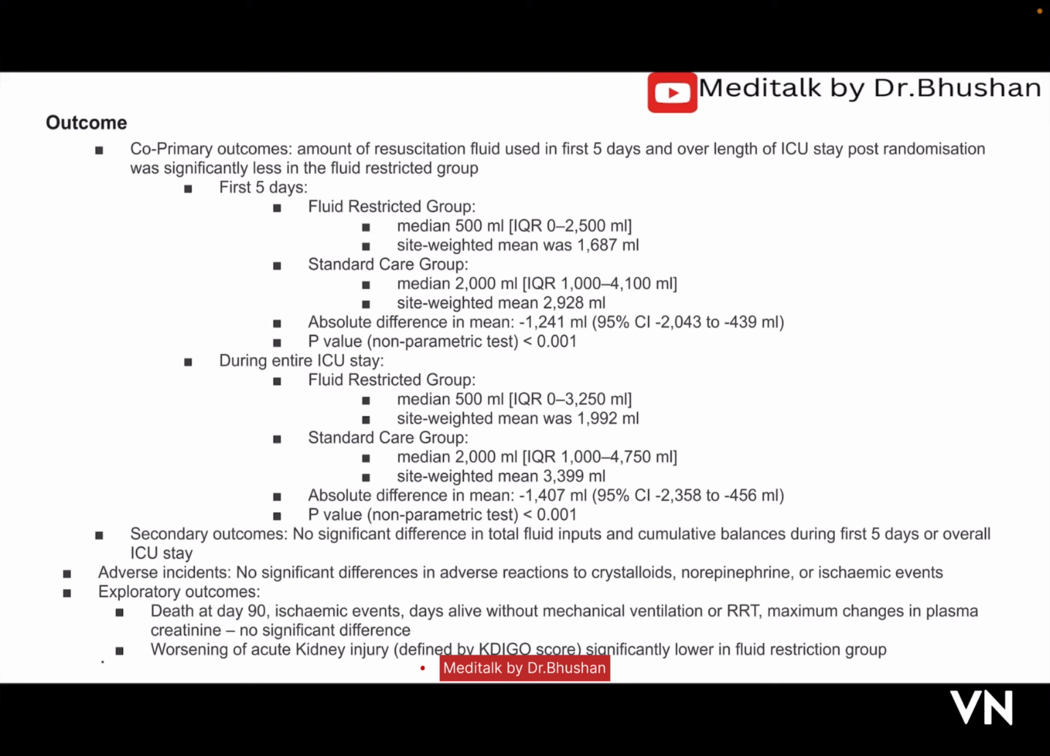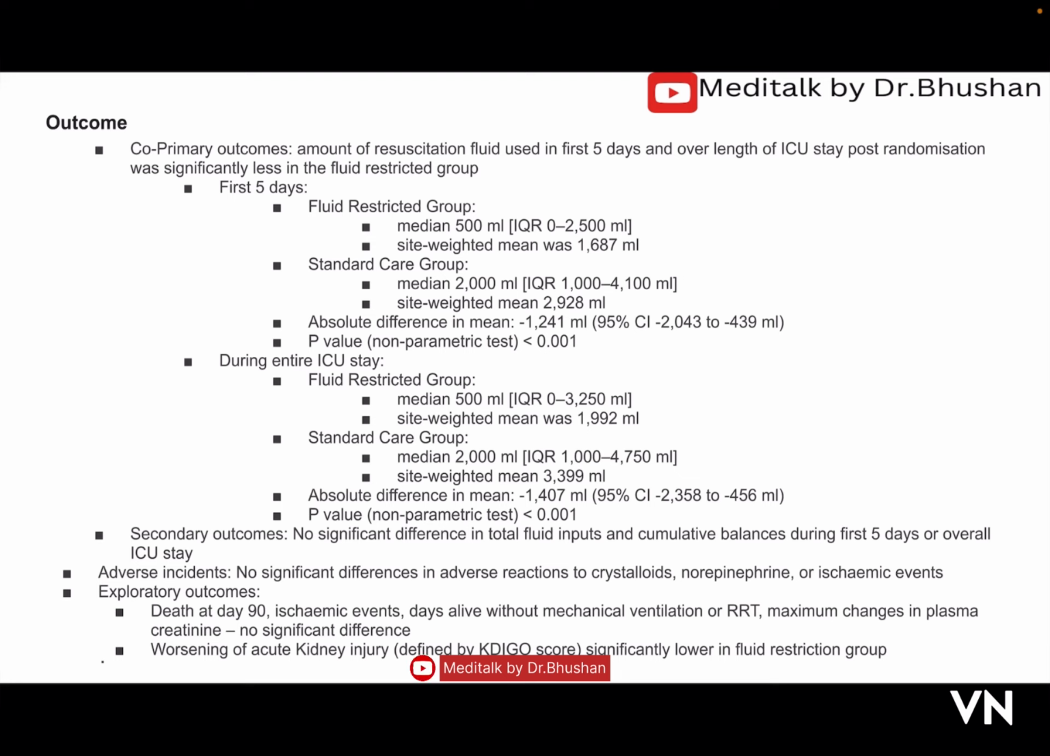First 5 days, fluid restricted group, median 500 ml, site weight mean was 1687 ml. Standard care group, median 2000 ml fluid, site weight mean 2928 ml. Absolute difference in mean 1241 ml and p value less than 0.001.